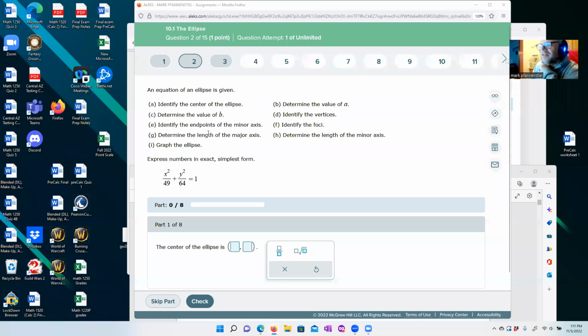All right, good afternoon, everybody. Welcome back to Pre-Calculus. We are going to be talking about conic sections. Specifically, we're talking about ellipses today.